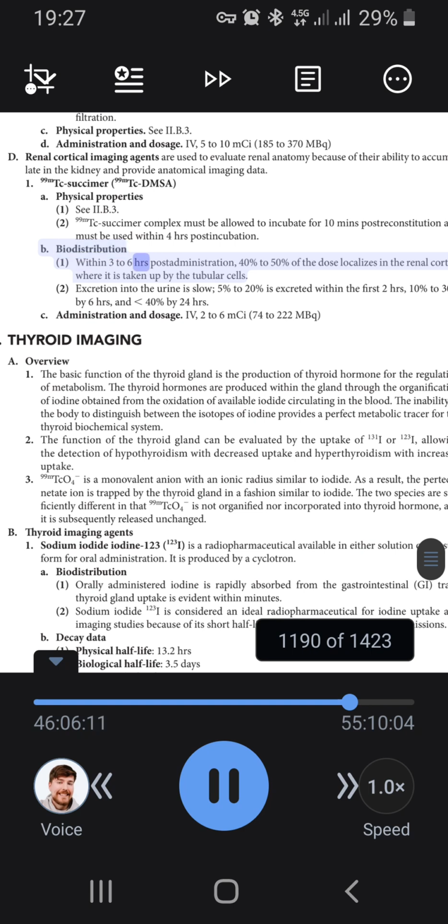1. Within 3 to 6 hours post-administration, 40% to 50% of the dose localizes in the renal cortex, where it is taken up by the tubular cells. 2. Excretion into the urine is slow. 5% to 20% is excreted within the first 2 hours, 10% to 30% by 6 hours, and 40% by 24 hours. C. Administration and dosage. IV 2 to 6 mCi, 74 to 222 MBq.